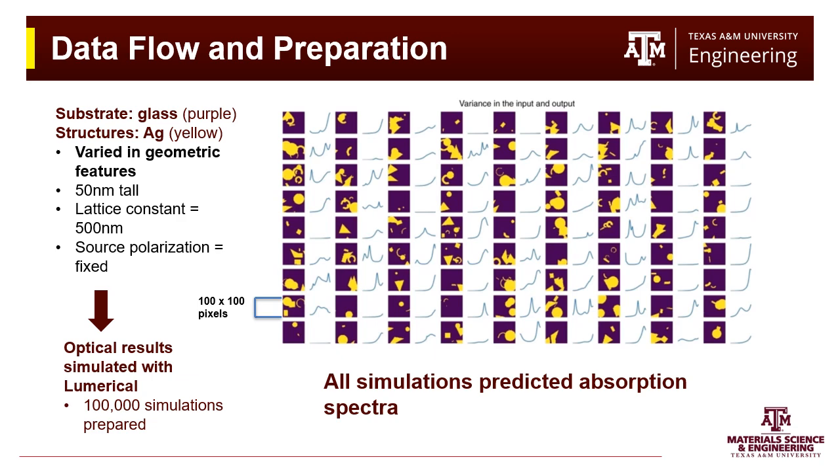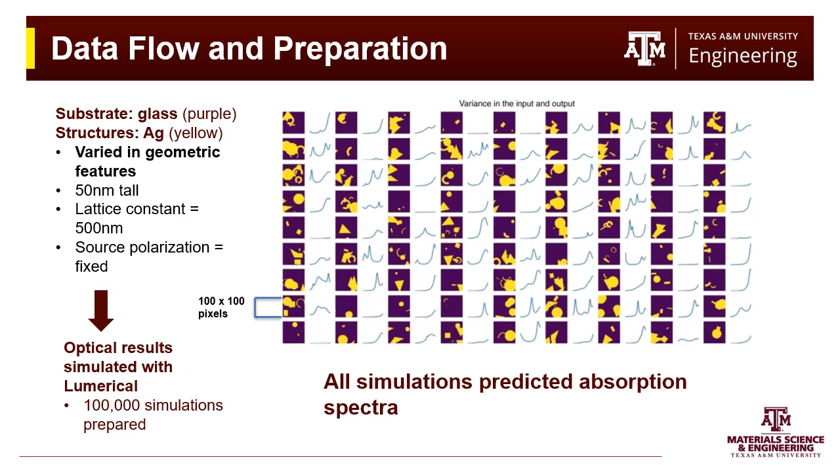All right, to be able to run this model, let's look at the data flow and the preparation that our authors took. Essentially, the way the data for testing and training was first generated was they started with creating different random shapes of plasmonic bodies. Namely, they started with a substrate, which was glass in this case, which you see here in purple, and then with these random geometries, these structures of silver, which we see in the yellow.